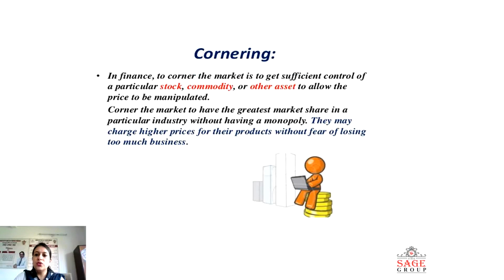Another term which we usually see in the stock market is cornering. In finance, to corner the market is to get sufficient control of a particular stock, commodity or other asset to allow the price to be manipulated. Here, corner the market means to have the greatest market share in a particular industry but without having a monopoly. For example, the pharmaceutical industry nowadays has the greatest market share. That is cornering the market, but that doesn't mean they have a monopoly in the industry. They may charge high prices for their products without fear of losing too much business. That is known as cornering of the market.